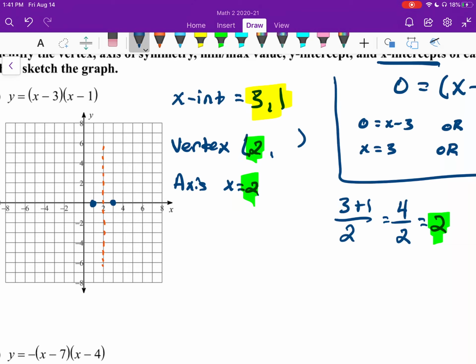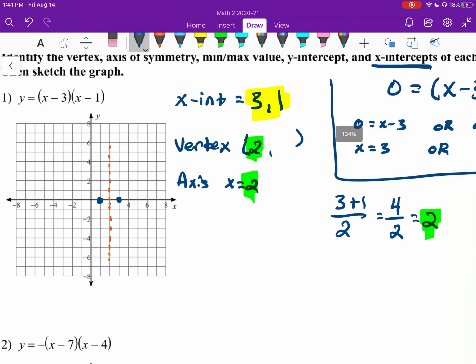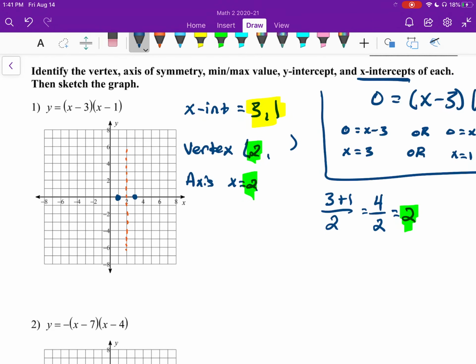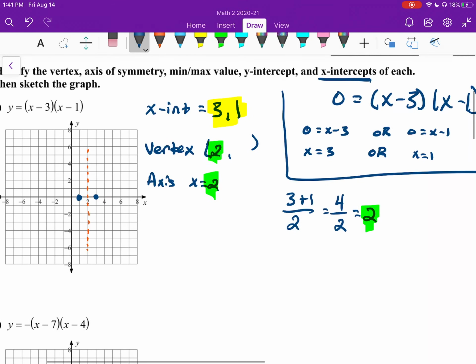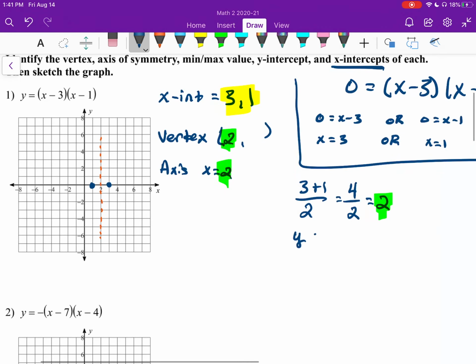Okay, now we're only halfway done with the vertex. We have to find that other part. To find the other part, we're going to have to plug into the equation. So I'm going to say, well, y equals (2 minus 3)(2 minus 1).